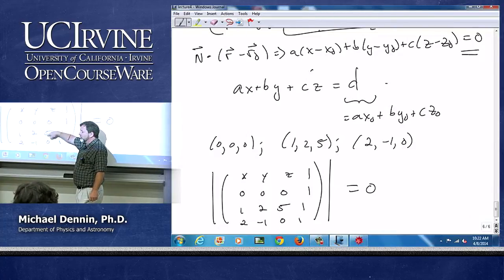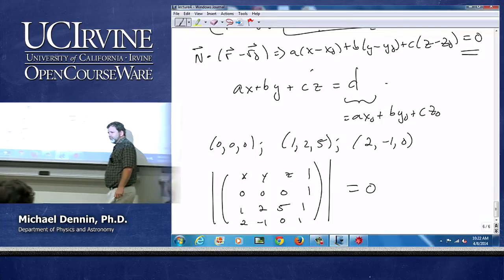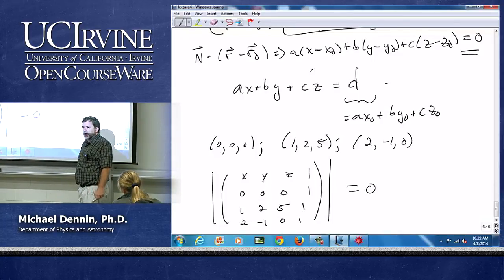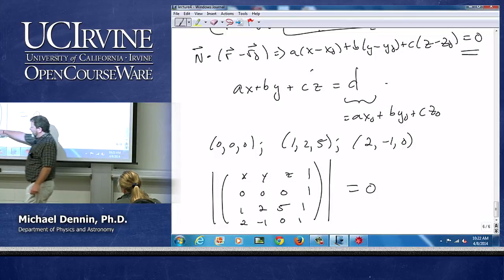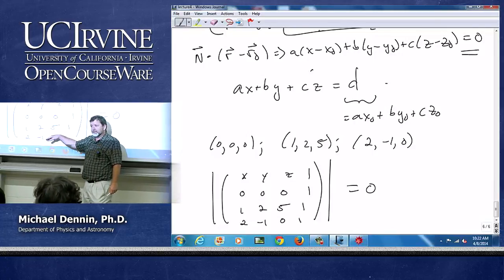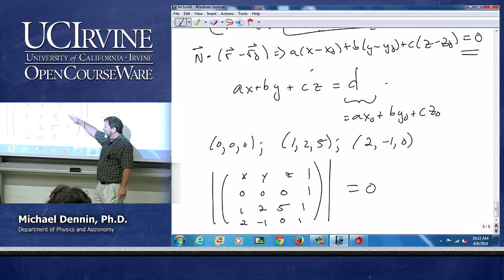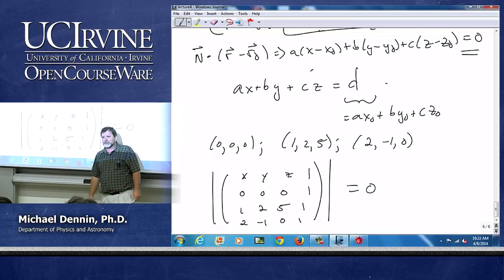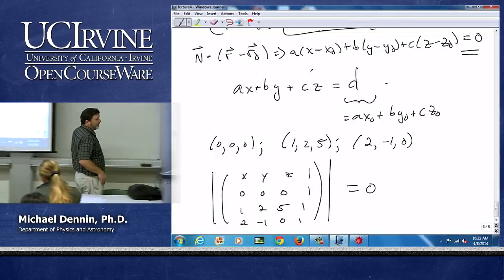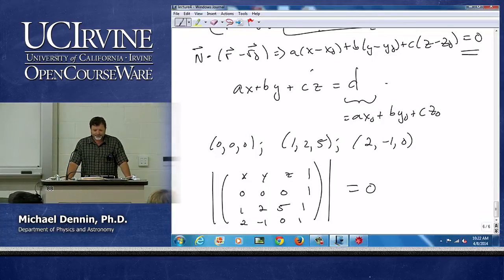But what does it do when the determinant is 0? What have I just said then about x, y, and z? In terms of linear independence or dependence, it's now dependent on the other 3 vectors, which means it's in their plane. Right? So any x, y, z for which this determinant is 0 is by definition in the plane of these vectors. And so it's a shortcut way of doing this. Any questions on that?